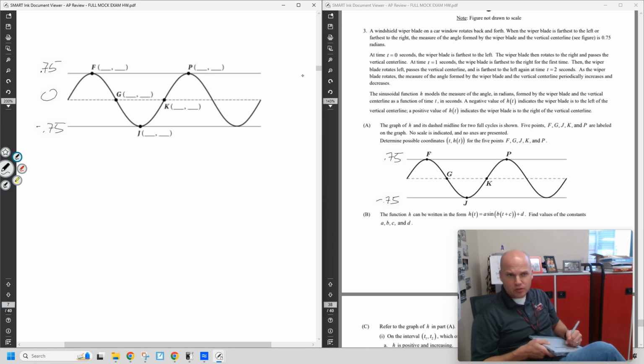At t equals 0 seconds, we are furthest to the left. At t equals 2 seconds, we're furthest to the right. I'm going to put this point as t equals 0 and go back in time. Obviously, this is going to be 1 second, and this will be negative 1 second. You can see half my period is 2 seconds, so my entire period is 4 seconds. So remembering that, we can see our y values based on that.